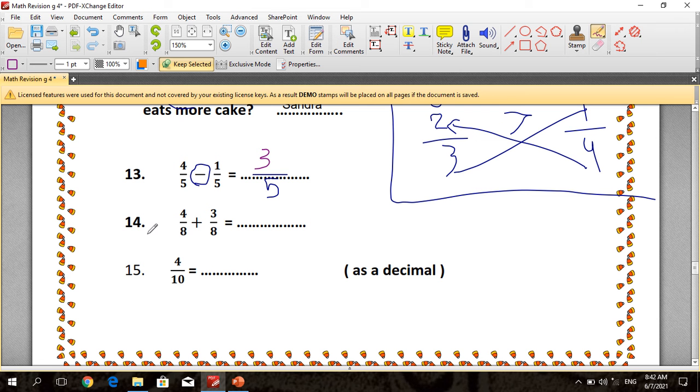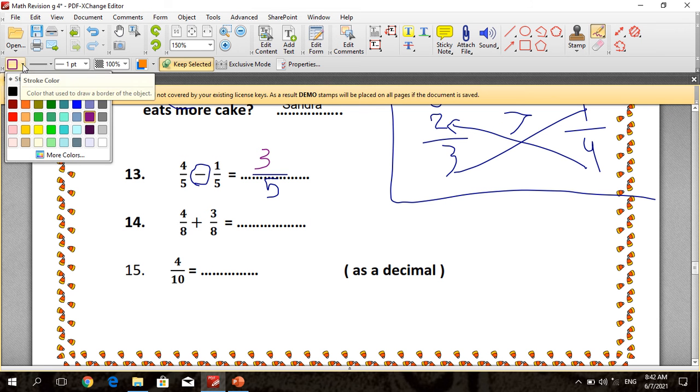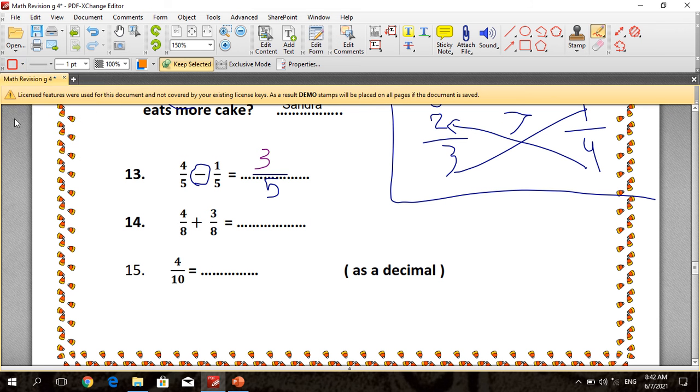Now let's see the second one. Here we have 4 over 8 plus 3 over 8. That equals what? Well, like we said before, we keep the denominator. We will write the number in the denominator again. Then let's see, here he wants you to find the sum. So that will be 4 plus 3. 4 plus 3 equals what? Come on, who can tell me?